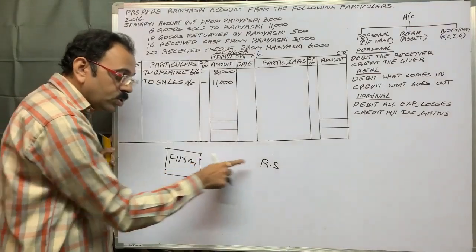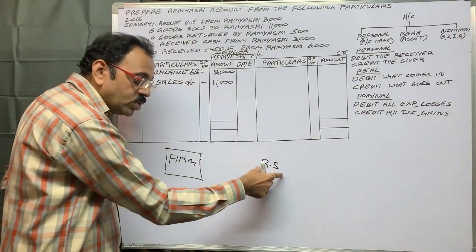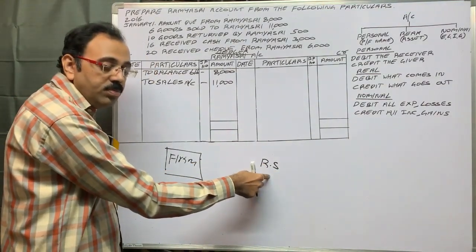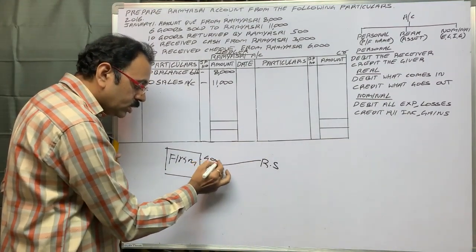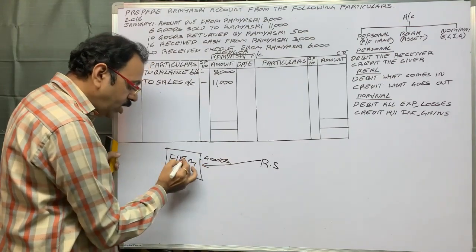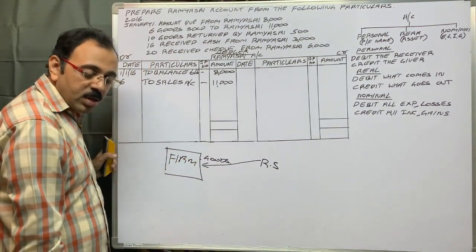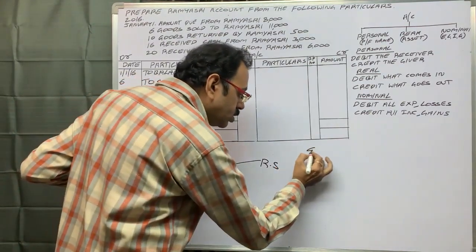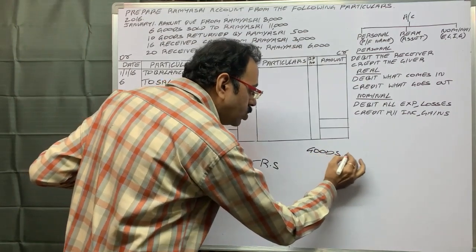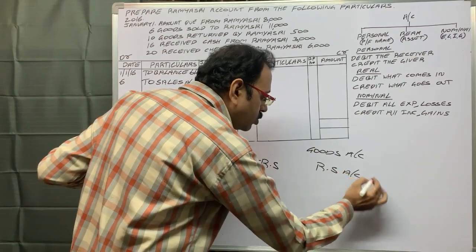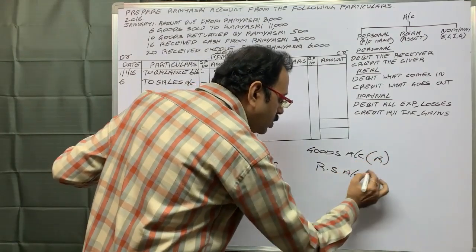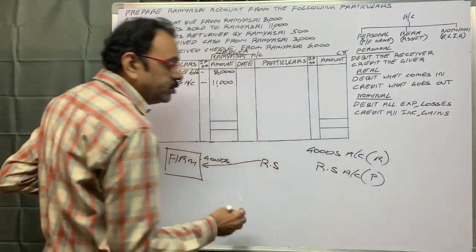Ramyashri purchased goods from us. Now she is not satisfied with the quality, so she returned those goods to us. Goods are coming from Ramyashri. Now what are the 2 accounts? Goods are coming, so goods account and Ramyashri account. Real account, personal account.